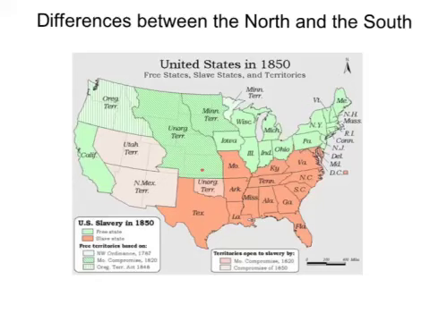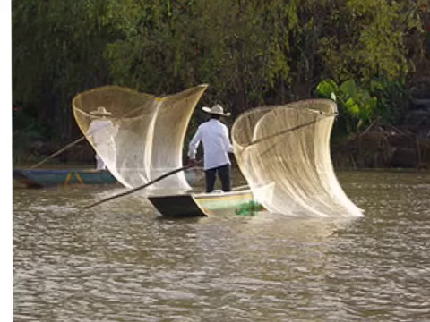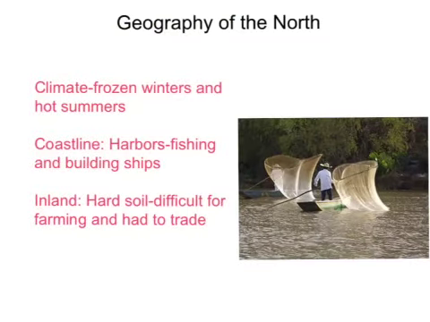Differences between the North and South. Geography of the North. The climate in the North had frozen winters and hot summers. The coastline in the North had harbors, which was great for fishing and building ships.